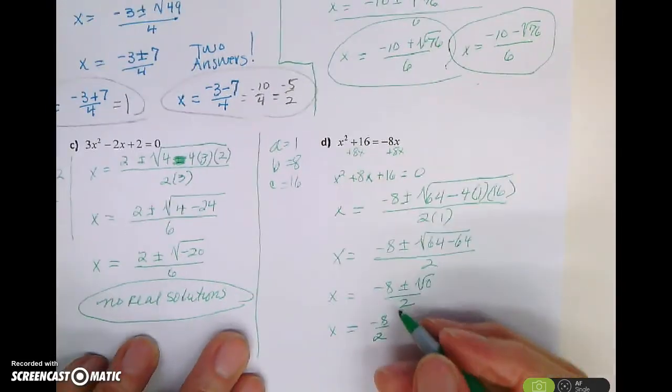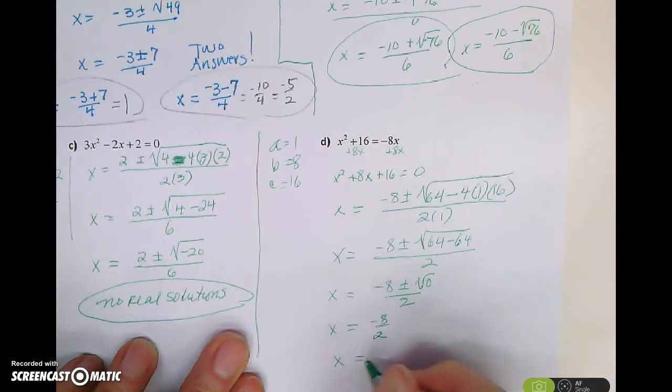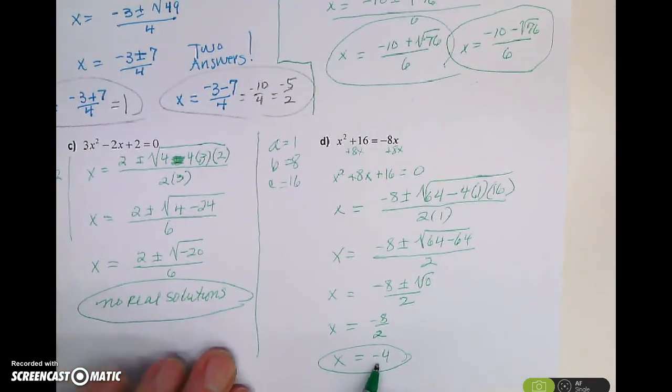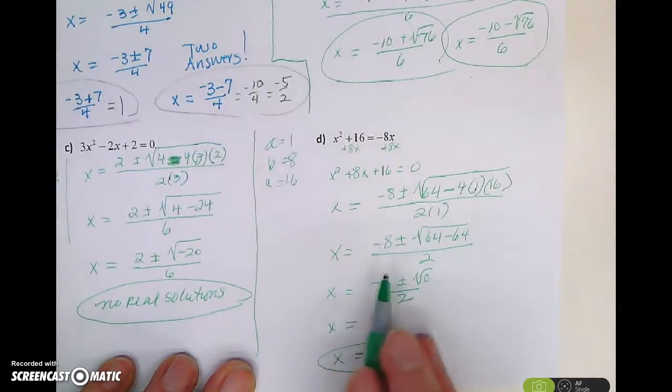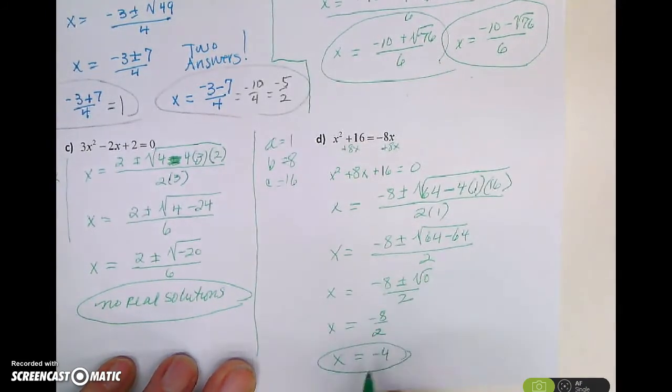x is equal to negative 8 over 2. So x is equal to negative 4. This time there is only one solution for it. It actually kind of happens twice, once with a plus and once with a minus, but it's the same, just x is negative 4.